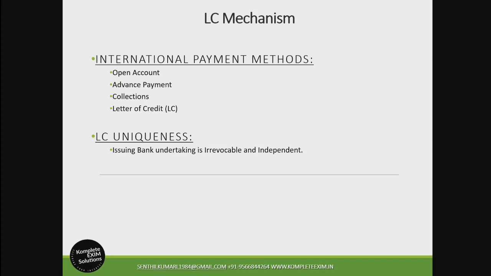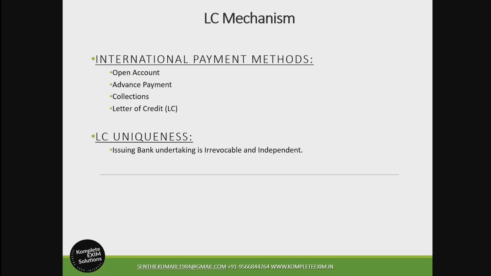Okay, now let us see what is the special uniqueness in LC. We have introduced irrevocable. Irrevocable means the bank which has issued the undertaking cannot get back or cancel it without the consent of the beneficiary. Here, the beneficiary is the exporter who is eligible to draw under the letter of credit. And it is independent. Independent means the undertaking given by a bank will not be affected by any other contract or agreement.